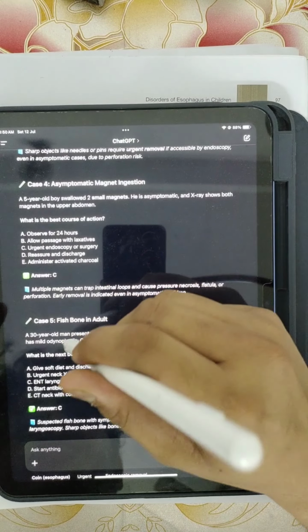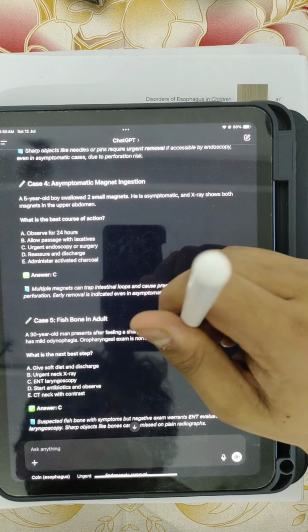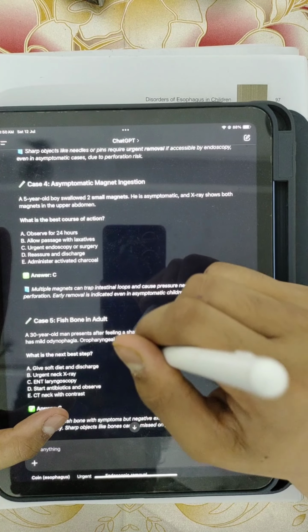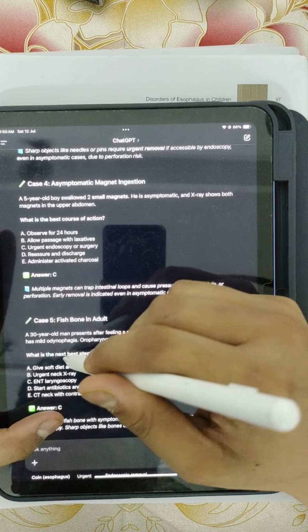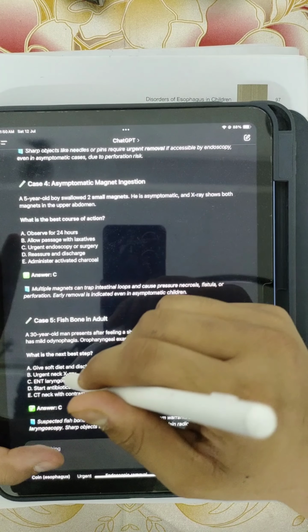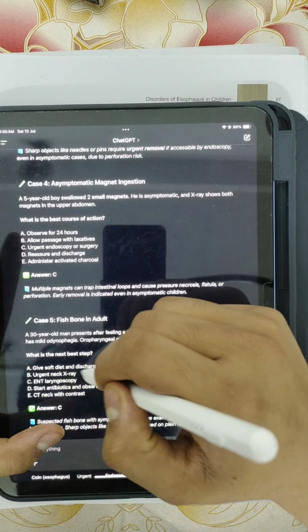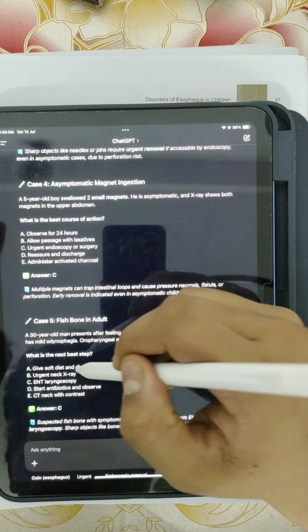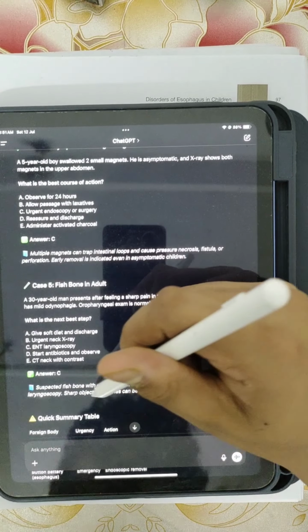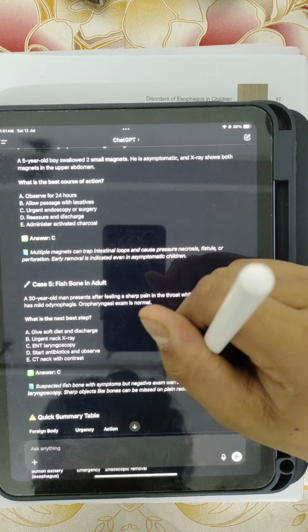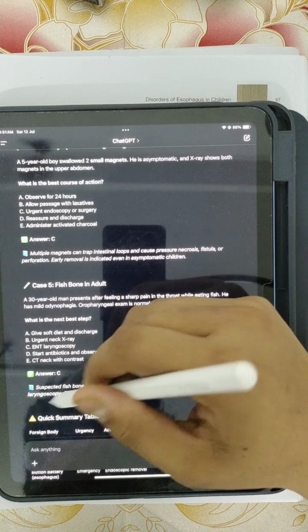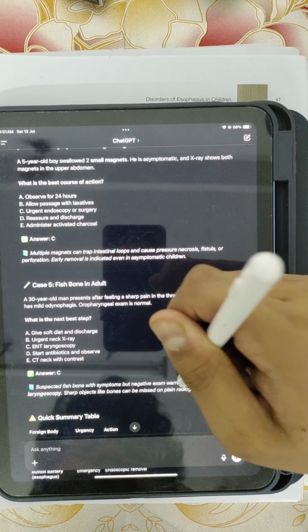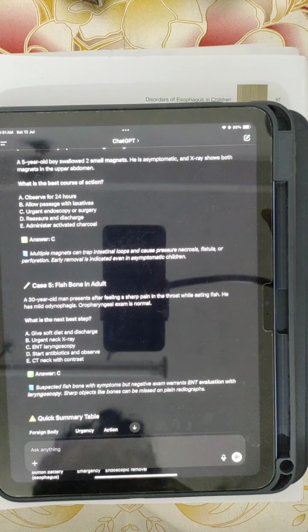Fishbone in an adult. A 30-year-old man presents after feeling a sharp pain in the throat while eating fish. He has mild odynophagia. Oropharyngeal exam is normal. What is the next best step? Give soft diet and discharge, no. Urgent neck X-ray, no. ENT laryngoscopy is done, okay, because a suspected fishbone with symptoms but a negative exam warrants ENT evaluation with laryngoscopy. Sharp objects like bones can be missed on plain radiographs. So these are the questions.